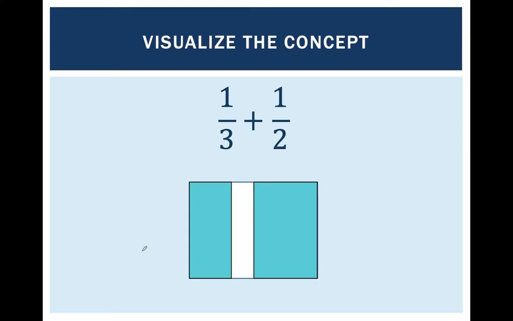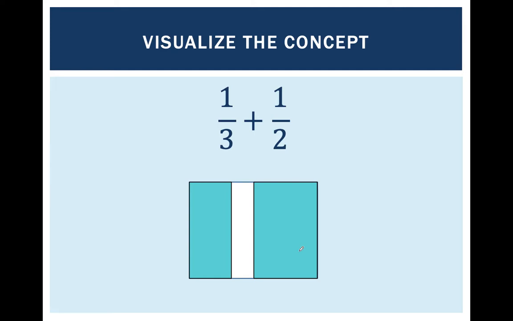And obviously you can see with the two different sizes, the 1/3 and the 1/2, we can't just combine them and say that there are two sections filled. We need to know exactly how much of the larger rectangle is filled. So to do that, we have to split this up into equal pieces so that we can accurately combine the two blue sections.